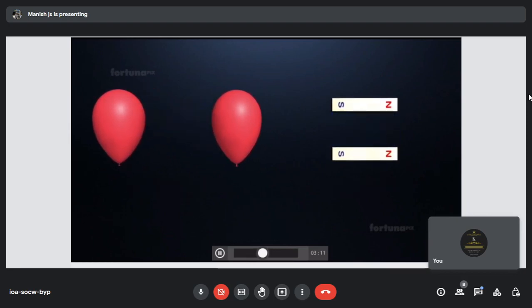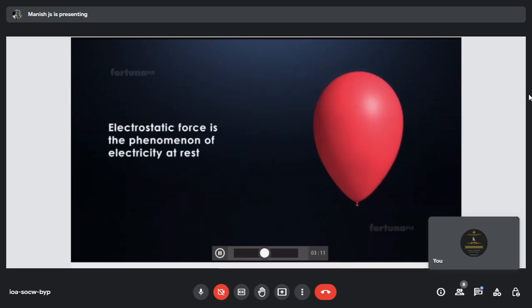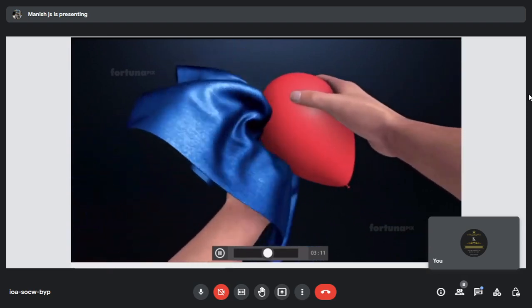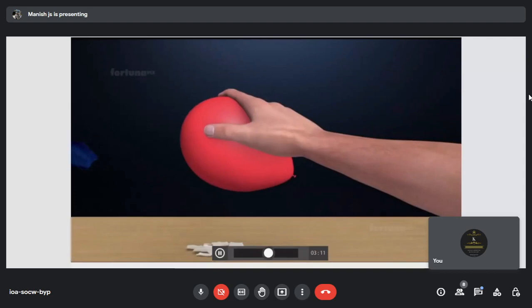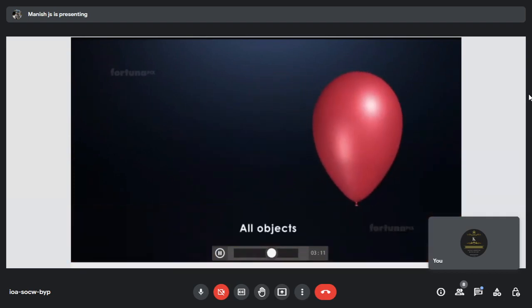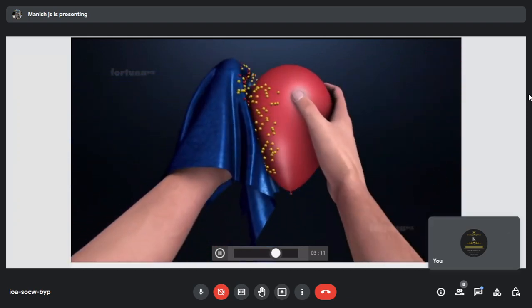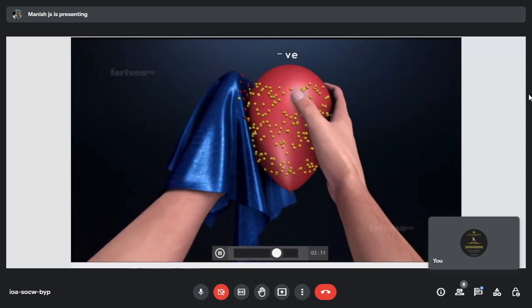In this session, let's concentrate only on electrostatic forces. Electrostatic force is the phenomenon of electricity at rest, meaning stationary electrical charges. If you rub a balloon with a silk cloth and then hold the balloon over some pieces of paper, the paper will appear to be drawn towards the balloon and then stick to it. All objects, including our balloon, have stationary electrical charges. But what is happening when we rub the balloon with the silk? As we rub the balloon, electrons from the cloth will move over to the balloon, giving it a negative charge.